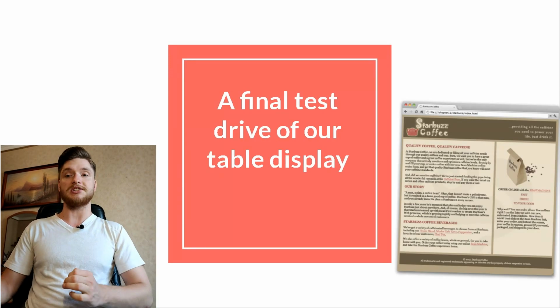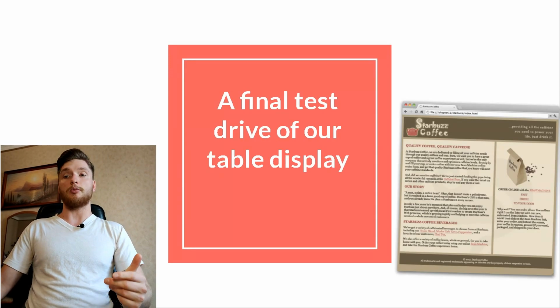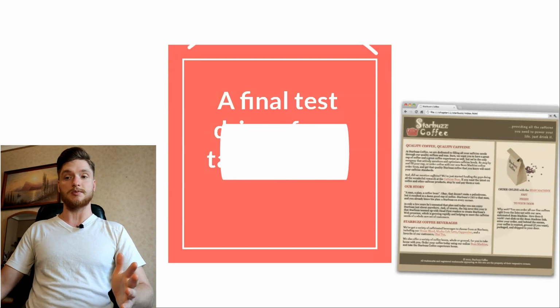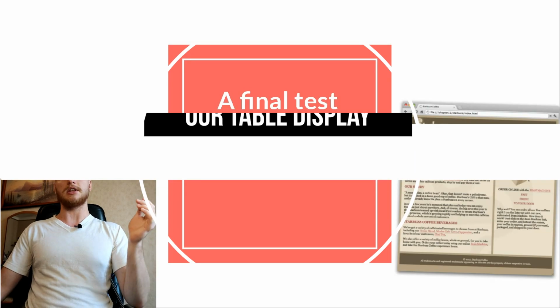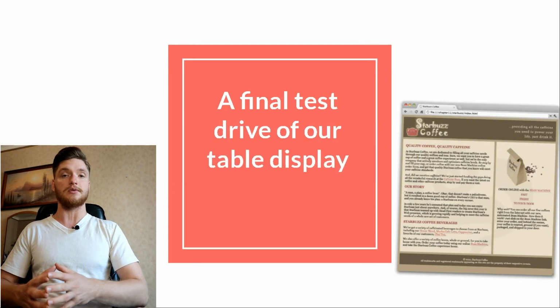We are talking about the final test drive of your table display. Let's go. With this change, our columns are now perfect. We have 10 pixels of spacing between all the pieces and the columns line up evenly, even if you expand or narrow the browser window.